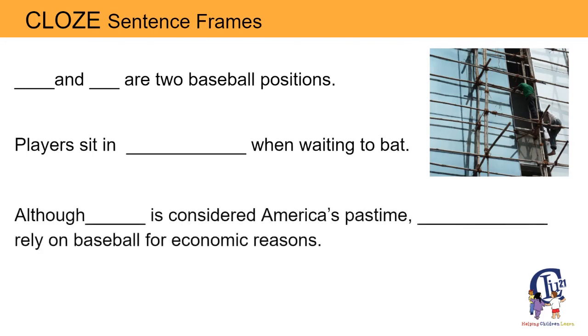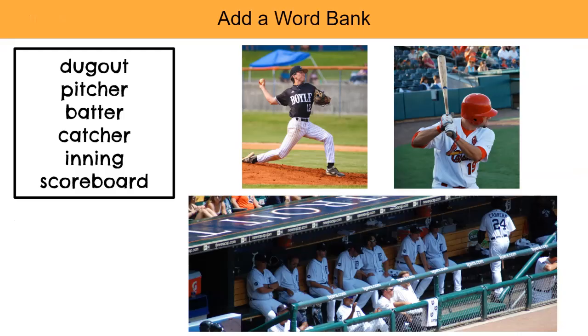And here's our last sentence cloze that you could create for your English language learners. Although baseball is considered America's pastime, blank rely on baseball for economic reasons. So maybe you did a unit on different countries that also benefit from the success of baseball. You could add a word bank when teaching the unit.